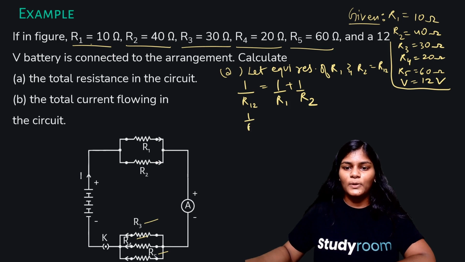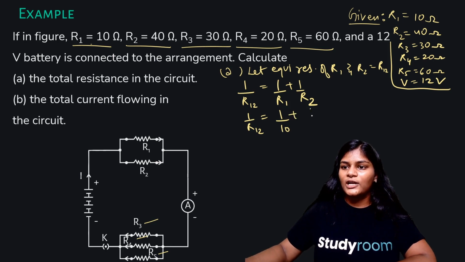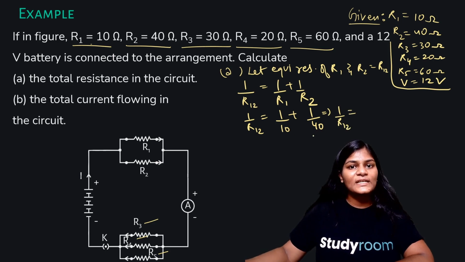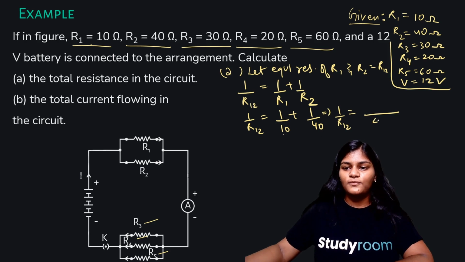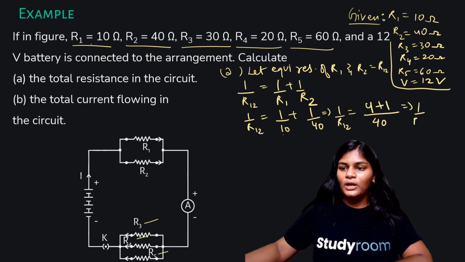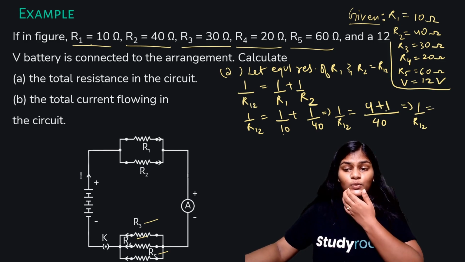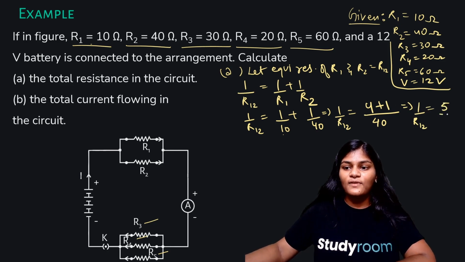So 1 upon R12 is equal to, what is R1? R1 is 10 ohm. What is R2? R2 is 40 ohm. Great. So 1 upon R12 is equal to, what is the LCM? We know 10 and 40 come in the table of 10, so 40 is the LCM. 10 into 4 is 40 and 40 into 1 is 40. So 1 upon R12 is equal to 4 plus 1, 5 upon 40.